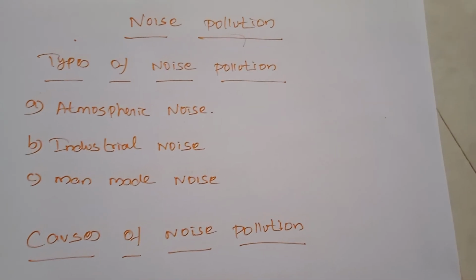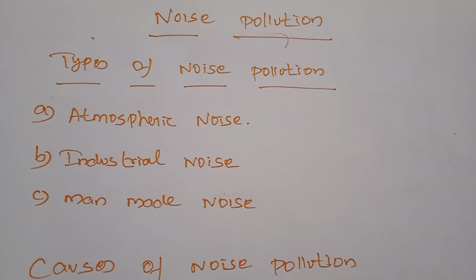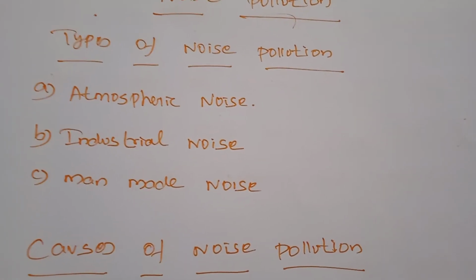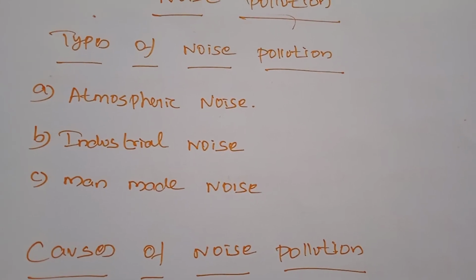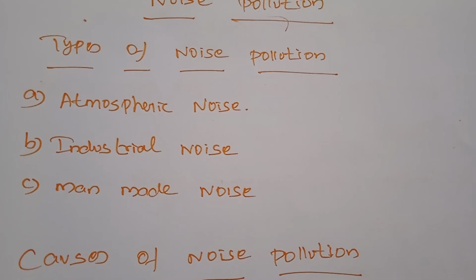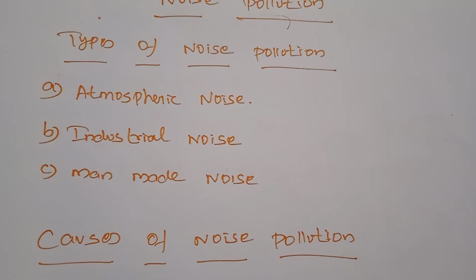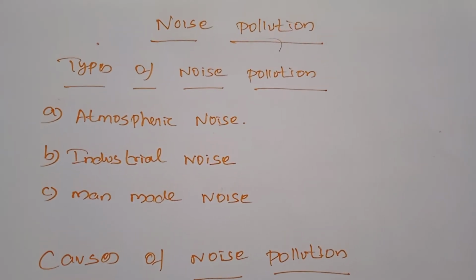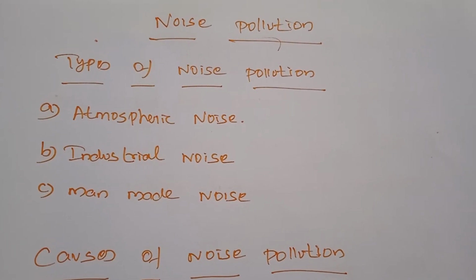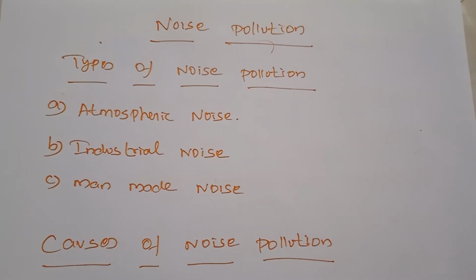Noise pollution is also classified into three types: atmospheric noise, industrial noise, and man-made noise. Atmospheric noise, or static, is caused by lightning discharges in thunderstorms and other natural electrical disturbances. Because of thunderstorms and lightning, some humans and some plants also will be affected. This is called atmospheric noise.